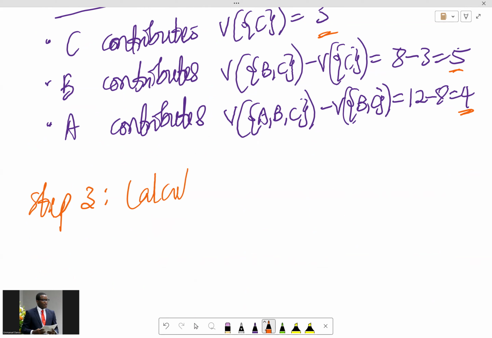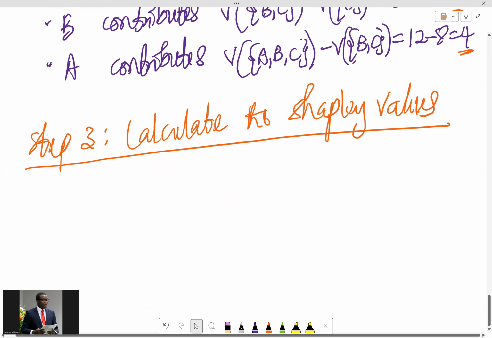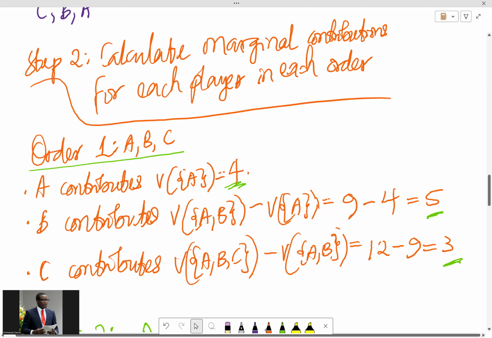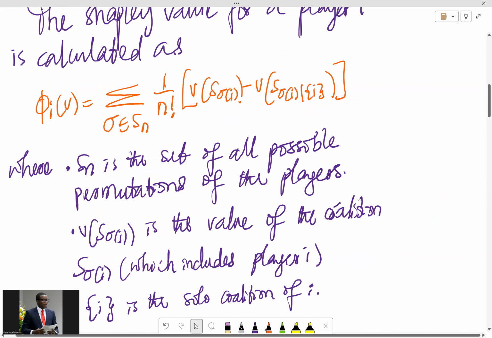In step 3, we now calculate the Shapley values. From the formula, the formula for the Shapley value, we already have it up there. It's 1 over n factorial times the sum.